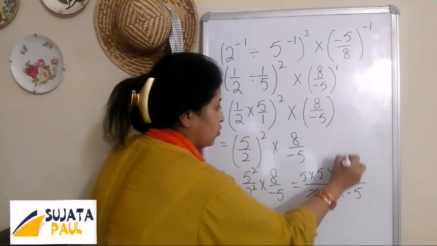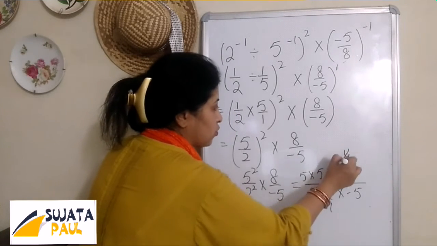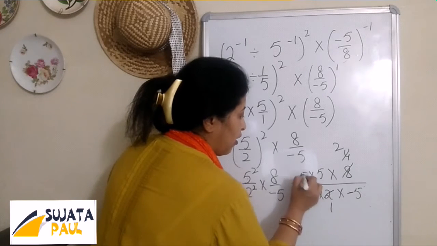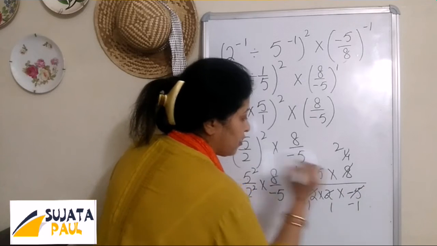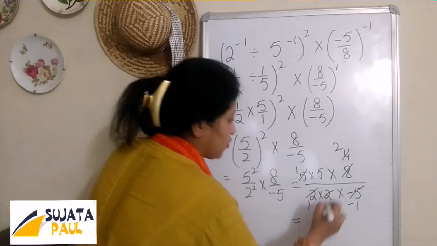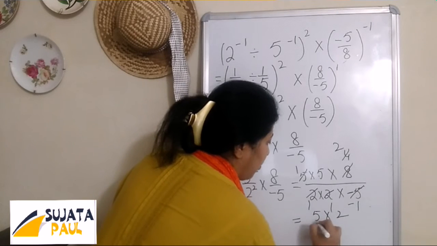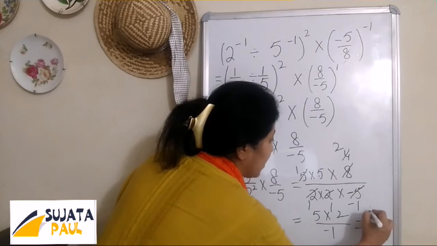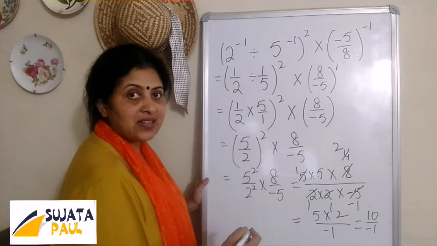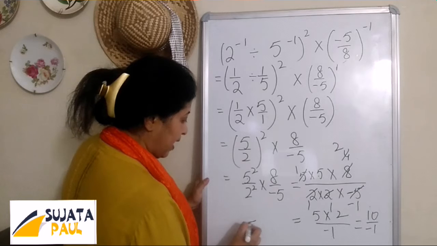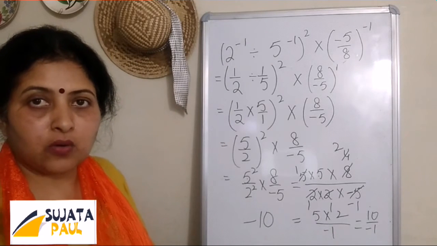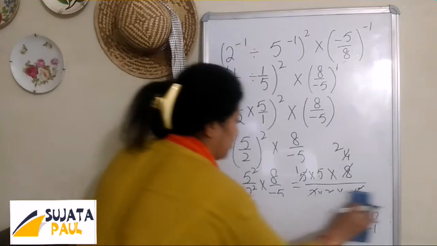2 1s are 2, 2 4s are 8. 2 1s are 2, 2 2s are 4. And this is minus, so 5 1s are 5 and 5 minus 1. And the answer will therefore be 5 into 2 upon minus 1. So it will become 10 upon minus 1. Is that clear? So the answer will be minus 10, because this minus can be written with the numerator now. Right? So this is one problem.